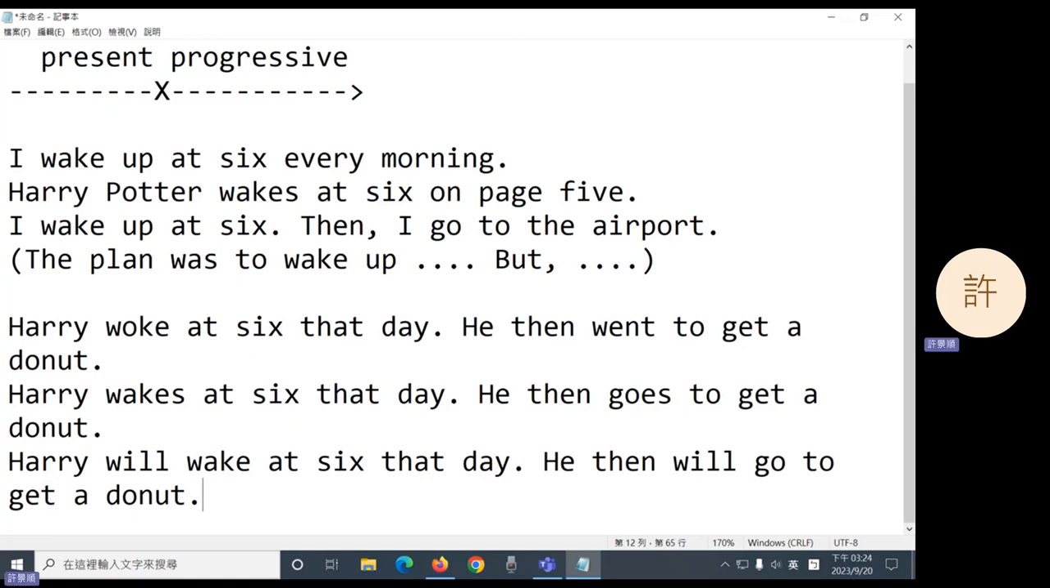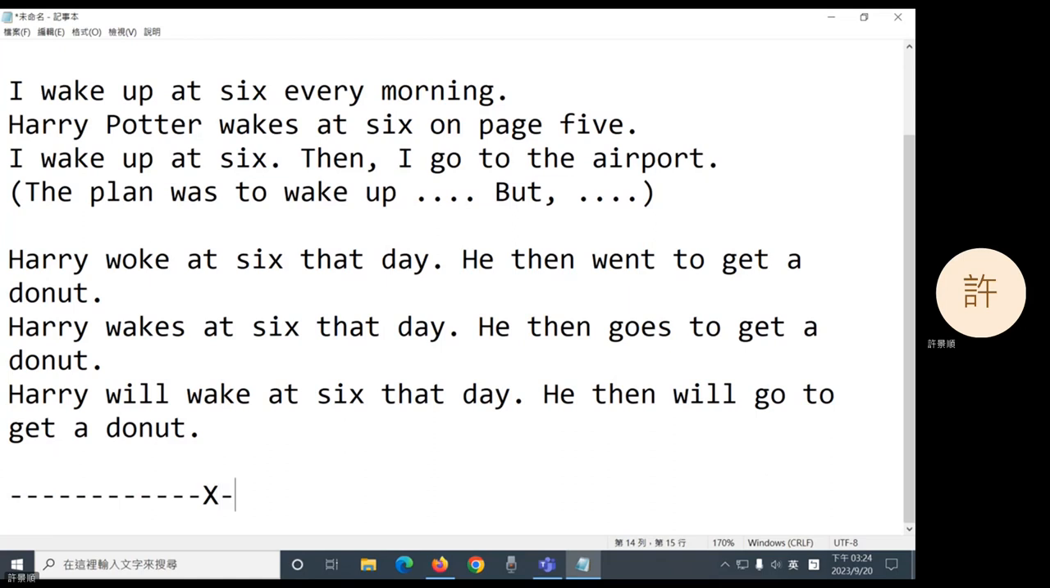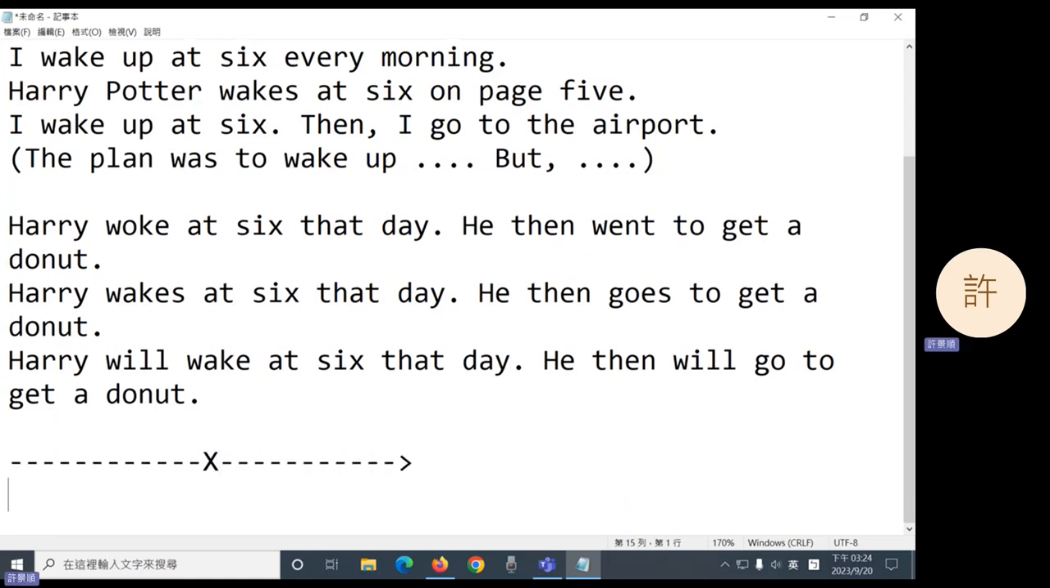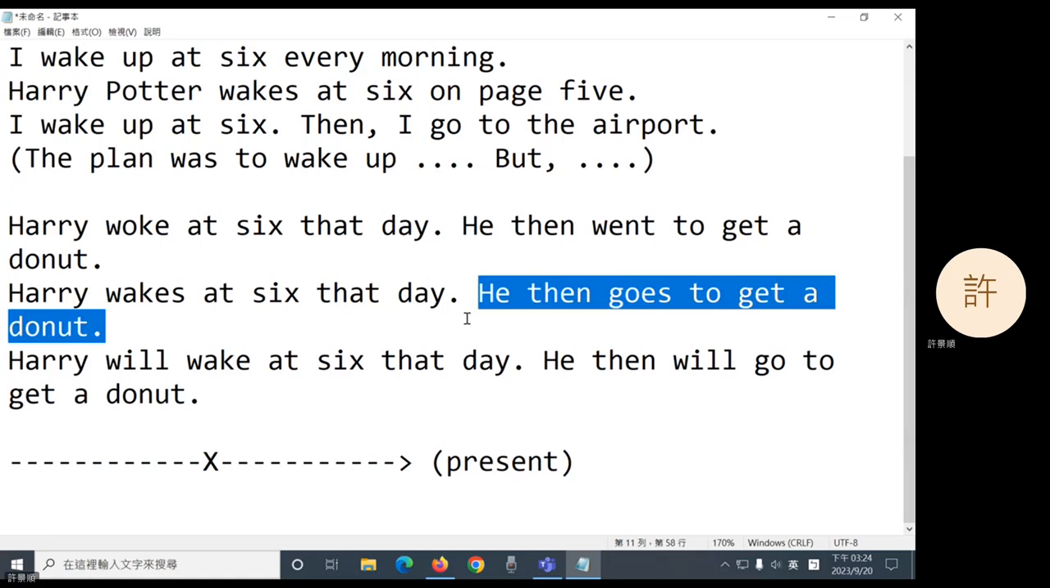Now, when we tell a story, things are happening as we read. But things also have happened before the moment of reading. How do I describe this? Okay. So, if this story is written in, let's start with the simple one, written in the present tense. But then we're always reading something like Harry wakes at 6, he goes to get a donut. It's happening as we read. But when we read that Harry gets a donut, if we then want to describe Harry waking up at 6, that moment has already passed.